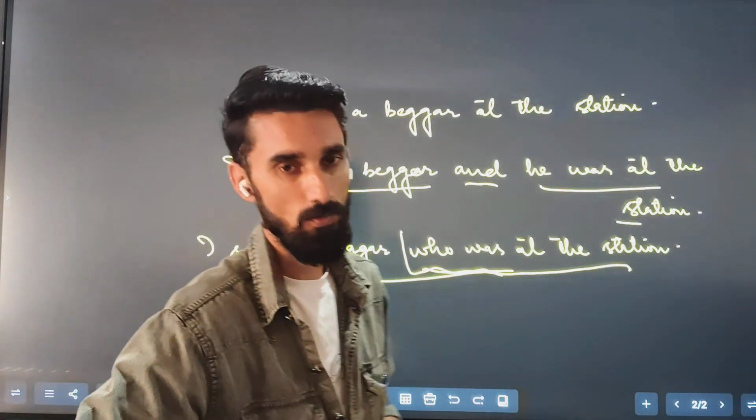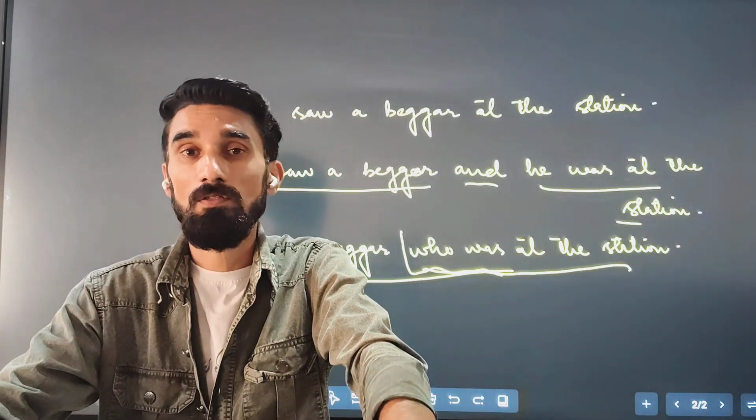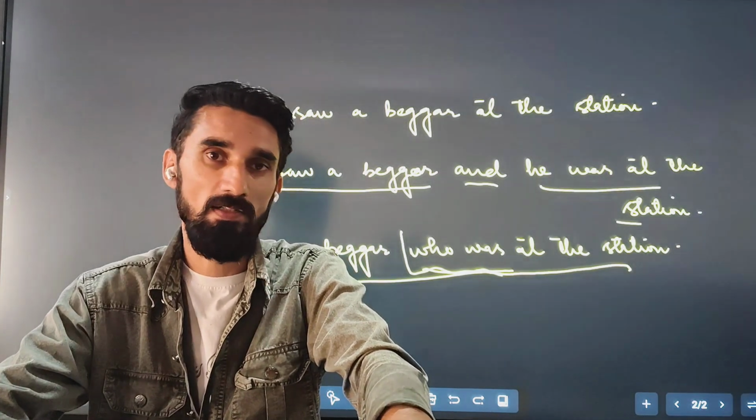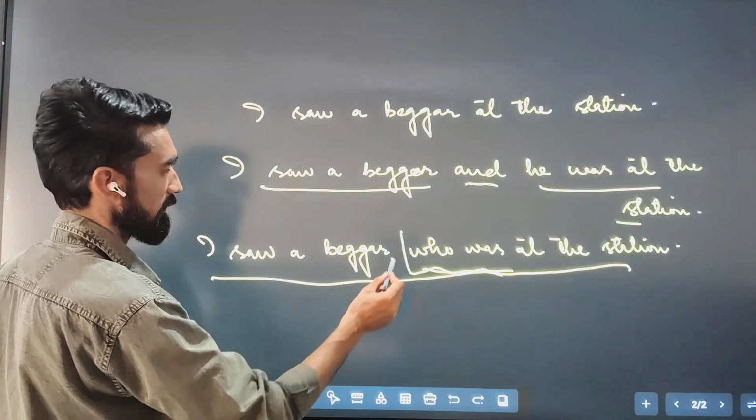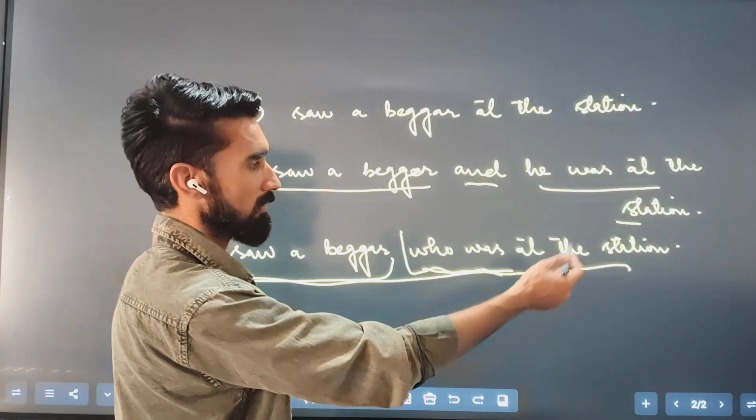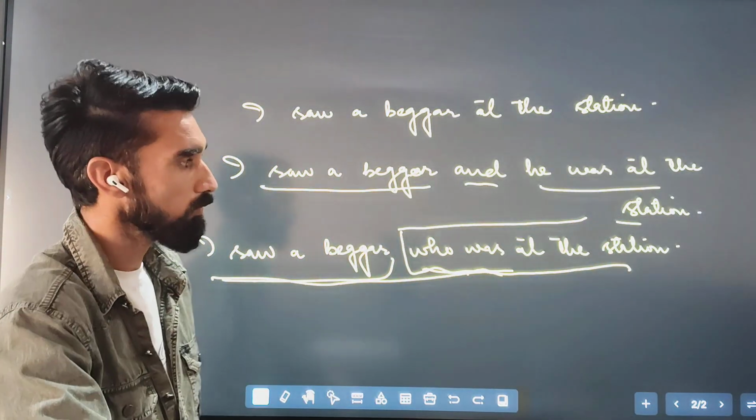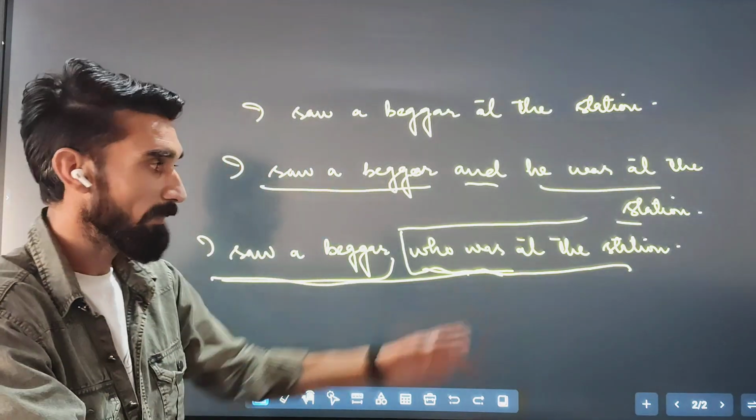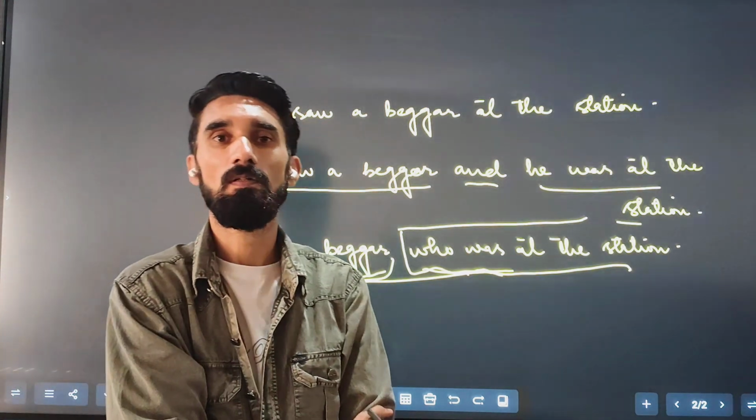So for a complex sentence, what you have to mind is that you will find one clause as independent and the other dependent. An independent clause is one that does not depend upon another clause for a complete meaning, like this: I saw a beggar. This is an independent clause. It doesn't need to depend upon any other part. The clause who was at the station is dependent, or a subordinate clause, and it depends upon the other clause to make a proper meaning. Okay.